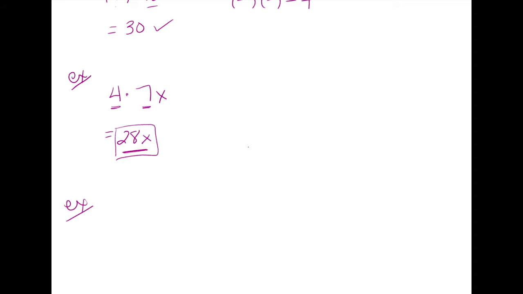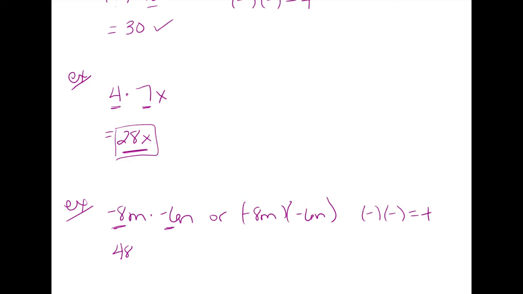Let's do another one though. Let's do negative 8m times negative 6n. Or, more commonly, we will write it simply with parentheses. Again, first thing I'm going to do is multiply my integers. And notice I have a negative times a negative, which yields me a positive. So 8 times 6 is 48, and I'm going to keep the sign positive. And then I'm going to multiply that value by m, and then again by n. So my answer is 48mn.